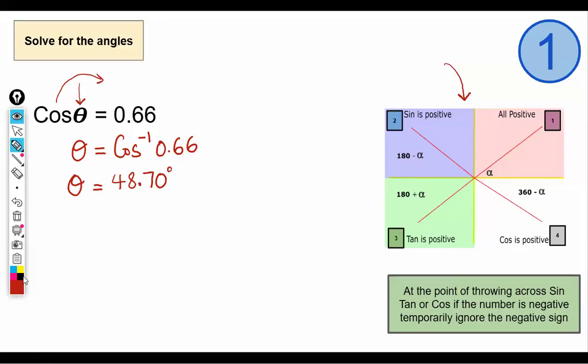In regular boring maths, if they ask you to solve this, you only get how many answers? One answer. And that one answer for this particular question is 48.70 degrees. In AdMaths, unfortunately, it gets a little more complicated. Whenever they ask you to solve a trigonometry question with sine, tan, and cosine, you get at least 2 answers. So you're probably wondering how to get the 2 answers.